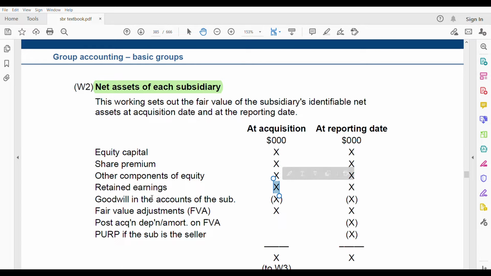Goodwill in the accounts of the subsidiary. What about the goodwill? You are deducting the goodwill.